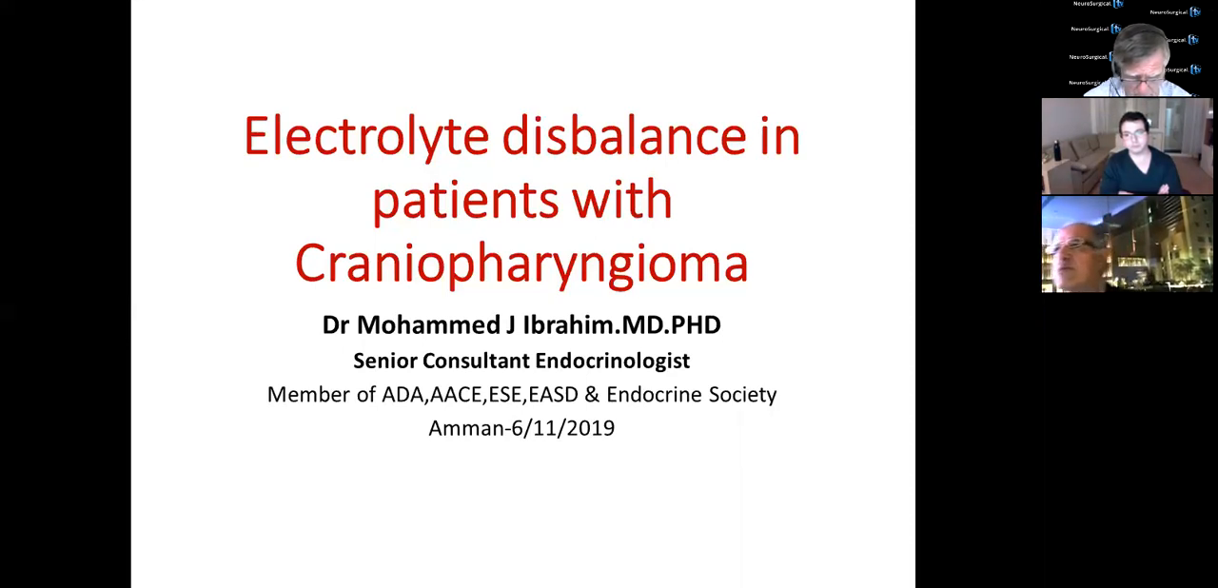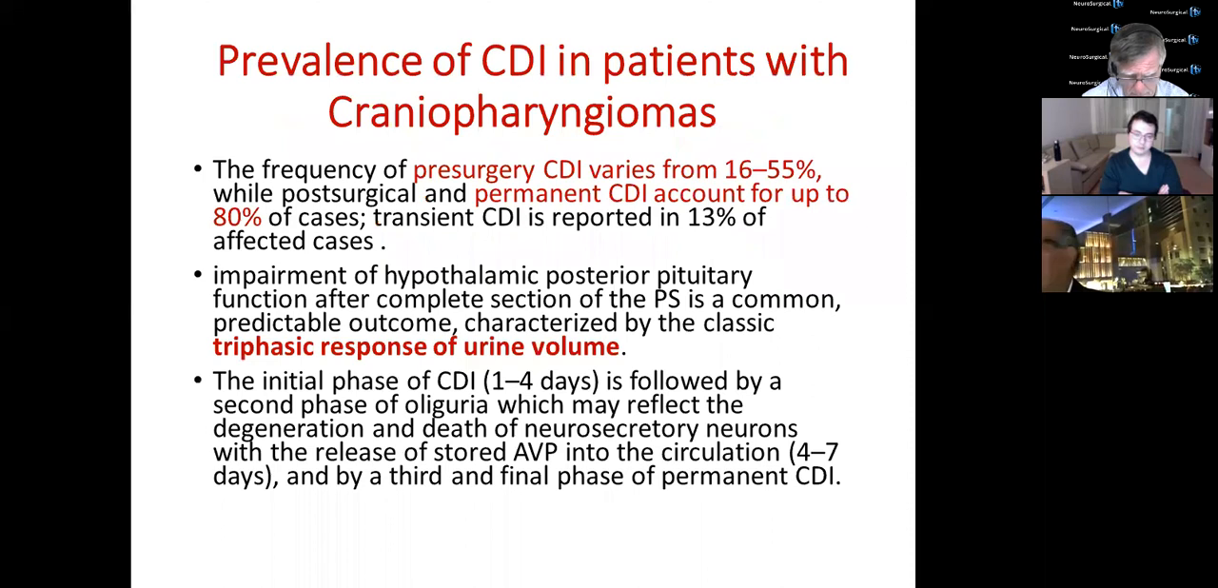I will talk about electrolyte imbalance in patients with craniopharyngioma. The most common presentation in children is central diabetes insipidus. It is a pre-op presentation, either short stature or visual field defects or sometimes intermittent diabetes insipidus. I'm a witness of several cases of diabetes insipidus which disappeared for a little bit and nobody took care of it. And later on, 2 or 3 years, then with visual field impairment, craniopharyngioma was discovered.